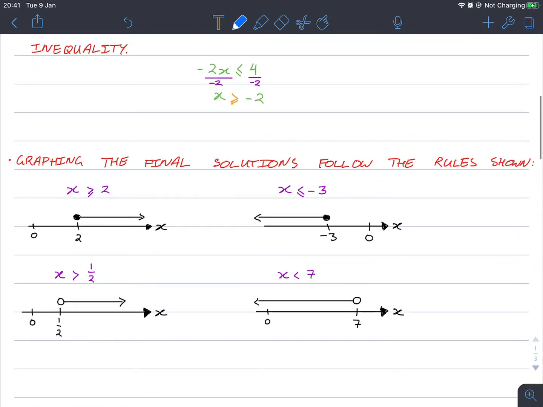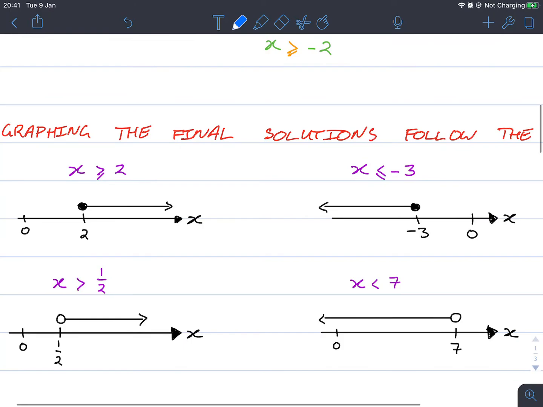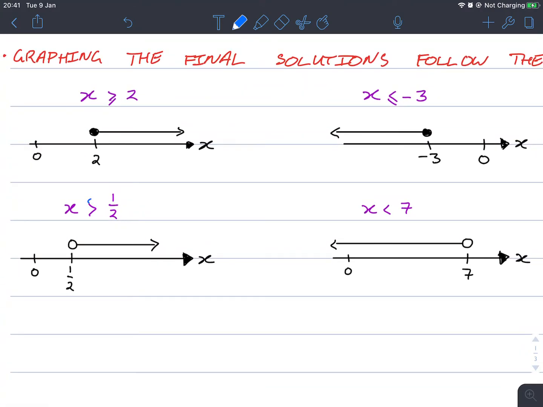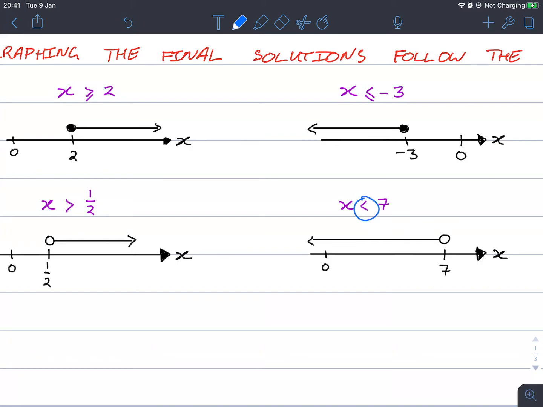And lastly, when graphing the final solutions, we follow the rules shown. It doesn't matter what number it is, so long as you understand that if it's greater than or equal to, we make a solid circle pointing to the right above the number. If it's x less than or equal to, it's a solid circle above the number pointing to the left. And if it's greater than but not equal to, it's a hollow circle pointing to the right. And similarly, if it's less than but not equal to, it's a hollow circle pointing to the left.